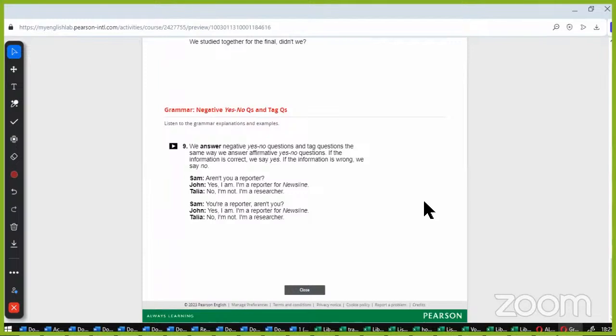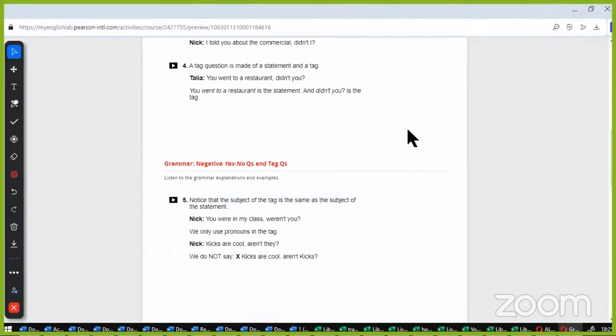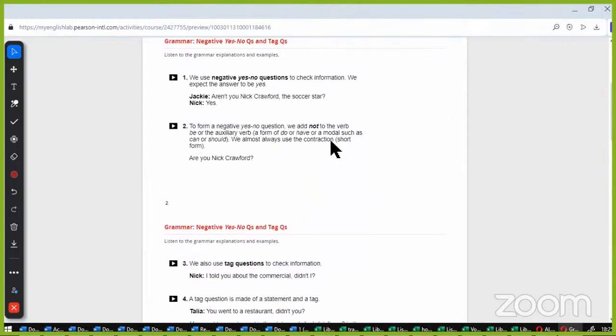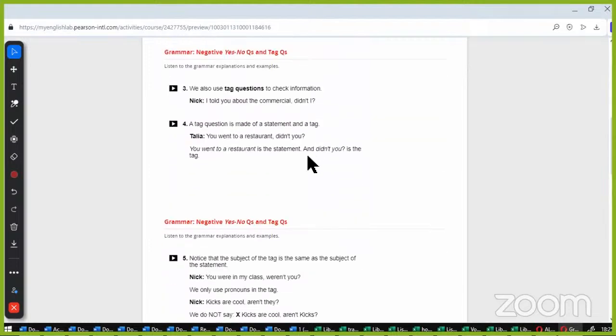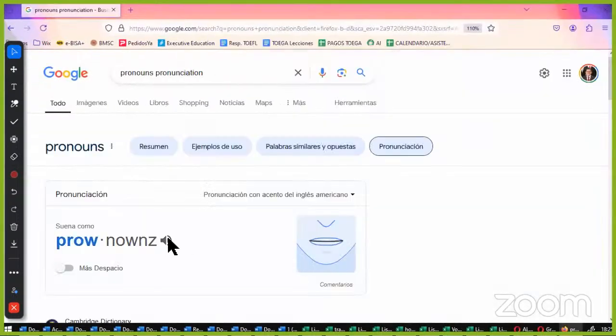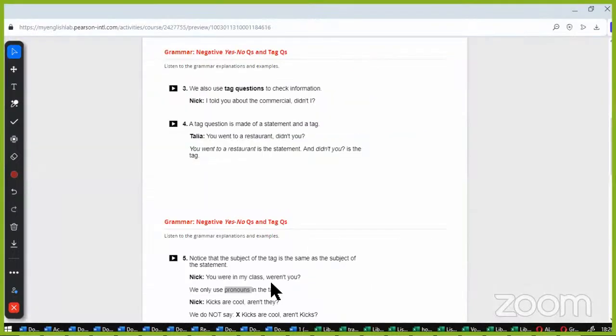Okay, great. So in this case, there's a word that I want to repeat. Can you please repeat this word? Pronouns. Okay, so no, it's not pronouns, it's pronouns. Yes. Let's listen, please. Pronouns. The stress is in the first part.